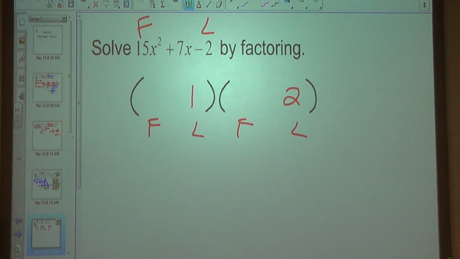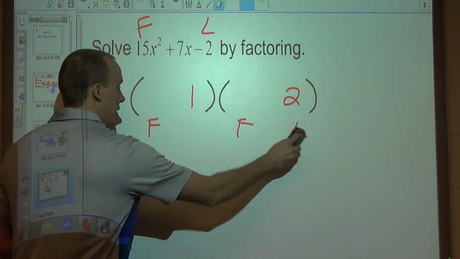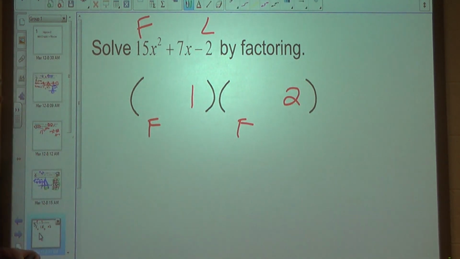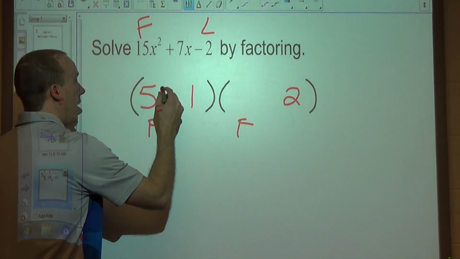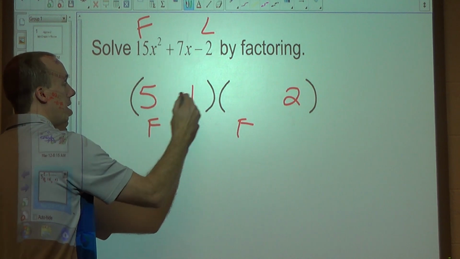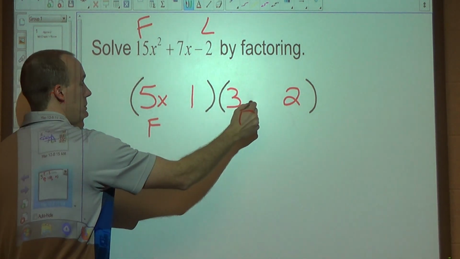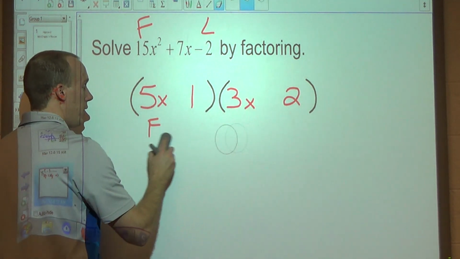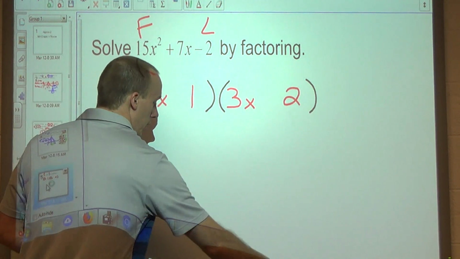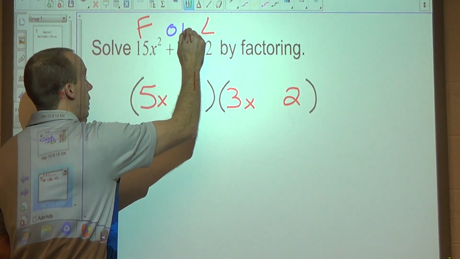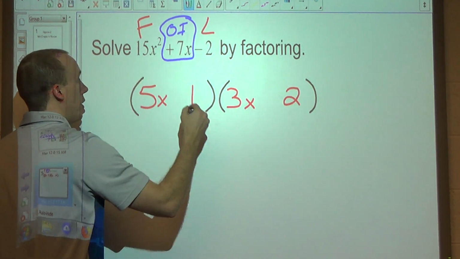Okay, so I finished doing the last. So now I got to figure out what times what gives me 15. 5 and 3. Okay, let's try a 5 here. And then what times what gives me x squared? So then 5x times 3x. Okay, and now it's a guessing and checking portion. And what are we trying to get? We're trying to get the OI, the middle term.